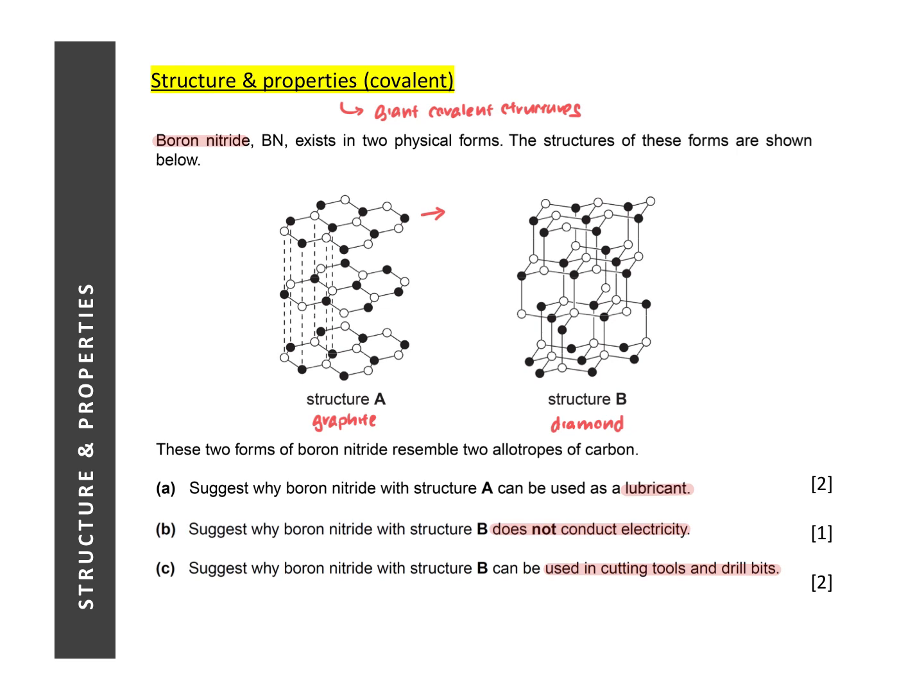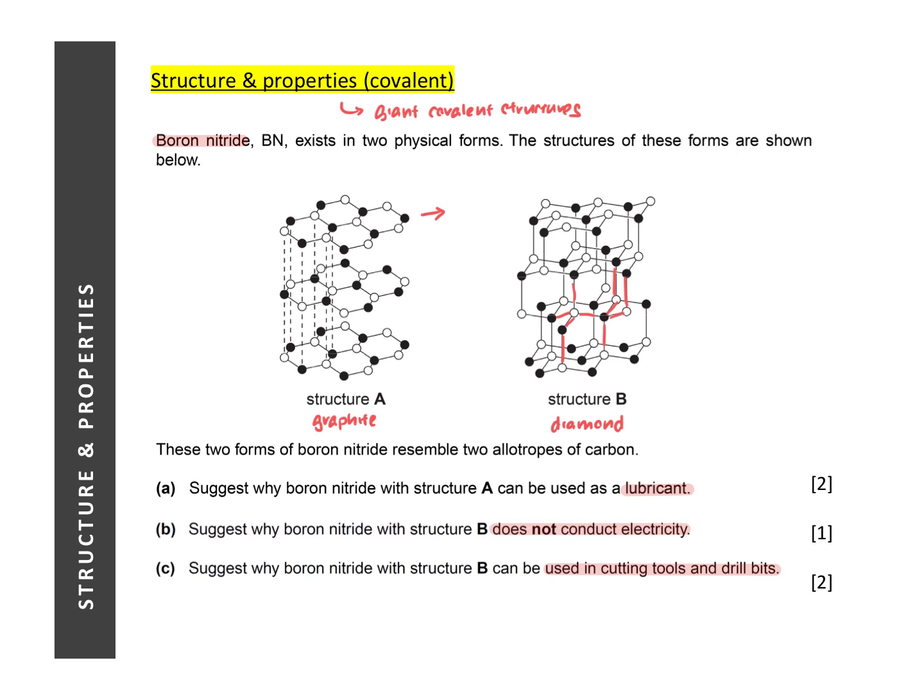For part C, why boron nitride with structure B can be used in cutting tools and drill bits, the explanation is the same as why diamond can be used in cutting tools and drill bits, which is also the explanation for why diamond is strong. So you have to mention that it has a giant molecular structure. Okay, a lot of energy is required to break the numerous strong covalent bonds, if you take a look in the structure. Each line over here represents a strong covalent bond.